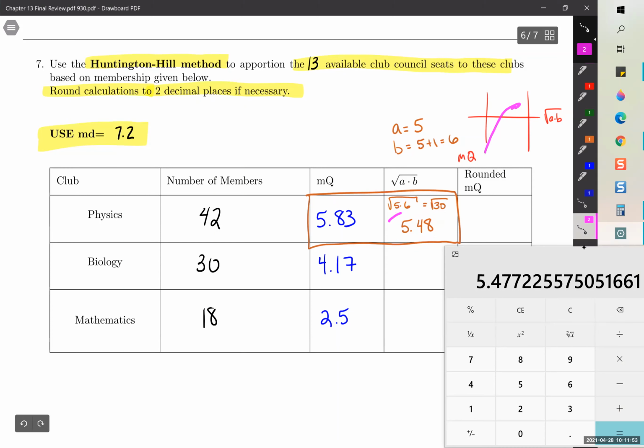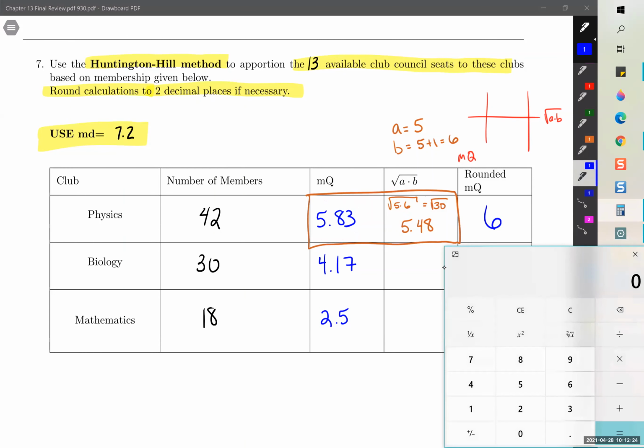So should we round it to 5 or to 6? 6, perfect, because it goes up. Since this number is larger than this number, it overcomes the limit. This is kind of like the testing. If you can be larger than this number, you can round up. But if you're not larger than this number, you have to round down. So 5.83 is larger than 5.48, so we'll round up to 6.